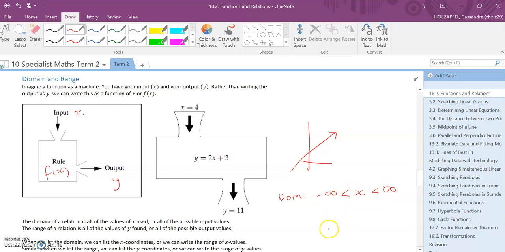We don't do the less than or equal to infinity. You can't equal infinity. Infinity goes on forever. Now the range is all of the output values. So again, let's take our straight line function.